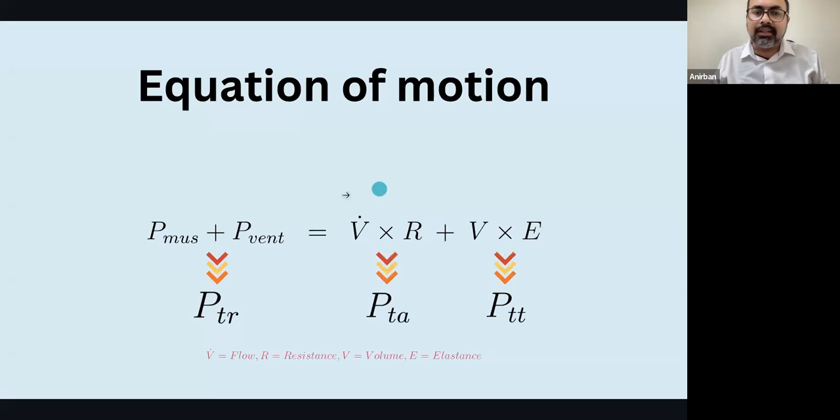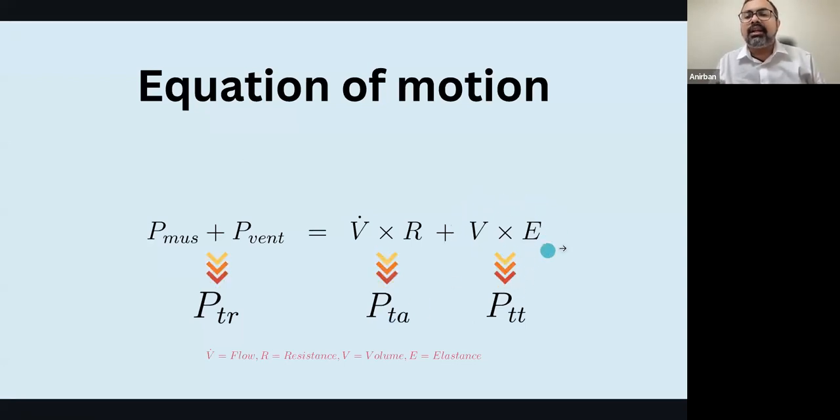that is impeding ventilation. So what is the resistive load? This is offered by our airways against the flow. So this is the flow and the resistance of the airway. This offers the resistive load, and the volume of the breath and the elastance of the lungs offer the elastic load. So the ventilator has to ventilate against this resistive load and this elastic load, and the pressure generated to overcome the resistive load is the trans-airway pressure, which is nothing but the difference between the airway pressure and the pressure inside your alveoli.